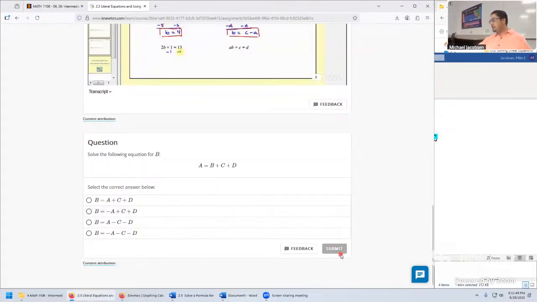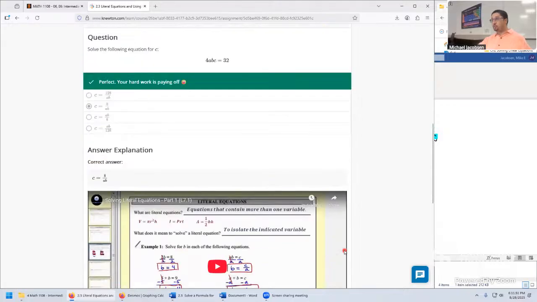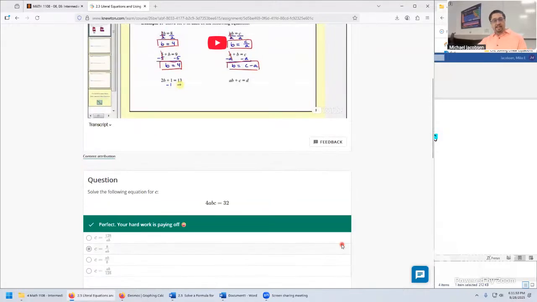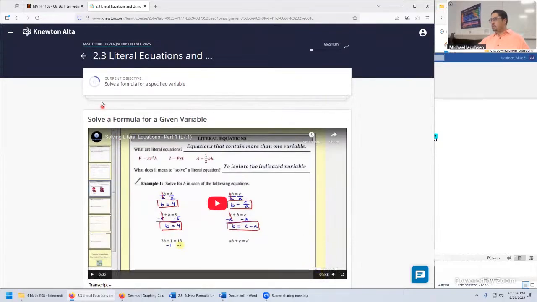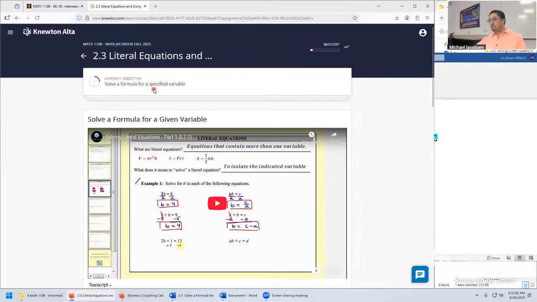The moment you hit submit, everything is saved, so you don't have to worry about turning in anything along those lines. And our goal is just to finish out this whole wheel on the current objective, solve a formula for a variable. We'll move to the next objective. And another thing we're trying to do is just fill out this mastery bar to 100%.